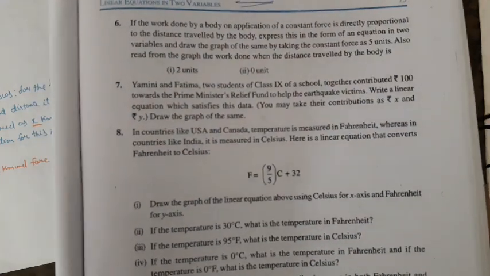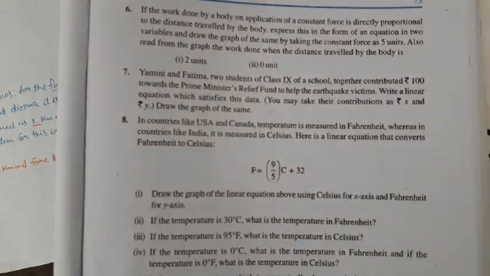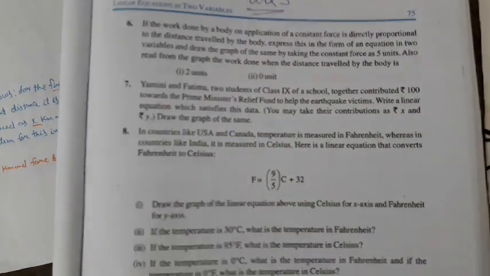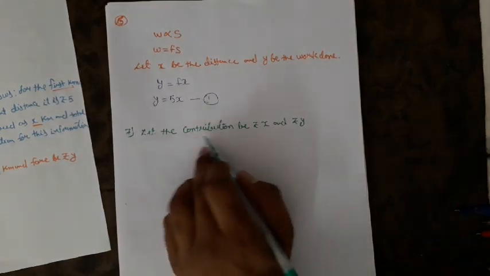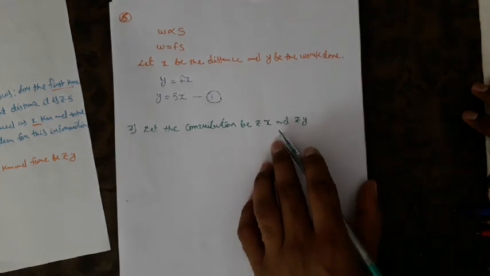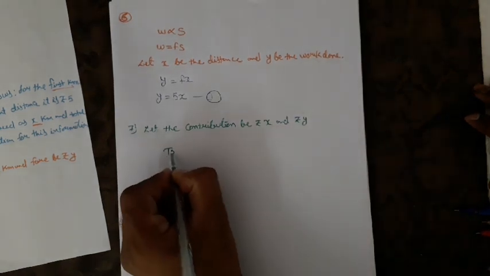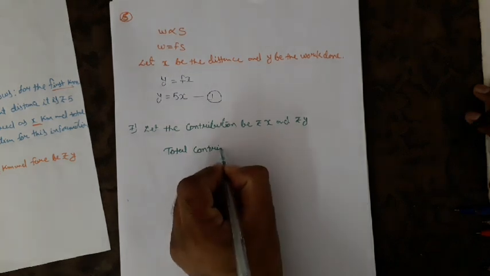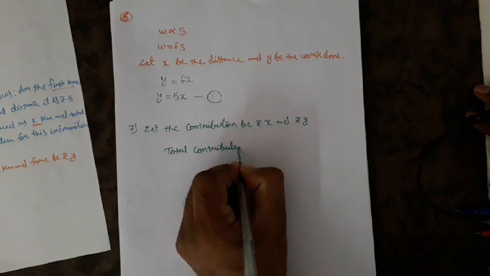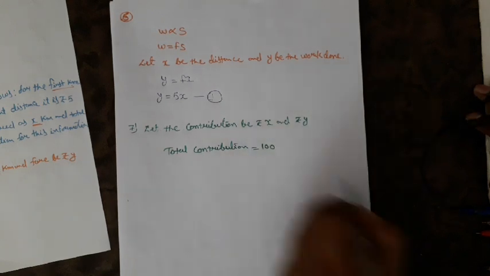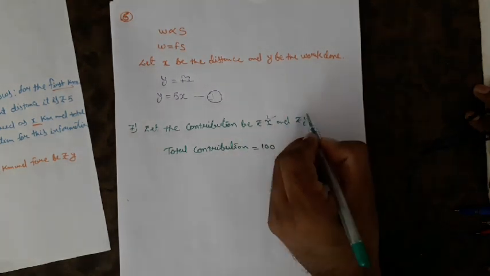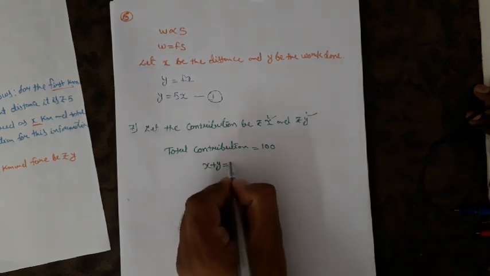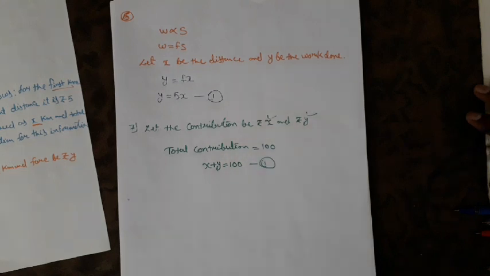So I'm only going to make the equation, the graph you have to draw. Let us see how we will make the equation. First, I have taken the contribution as rupees x and y. Total contribution was 100. Yamini had given rupees x and Fatima had given rupees y. So the total contribution can be represented by x plus y equals 100. So this is the equation.